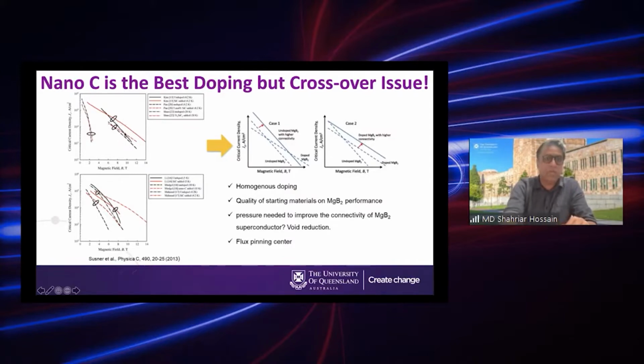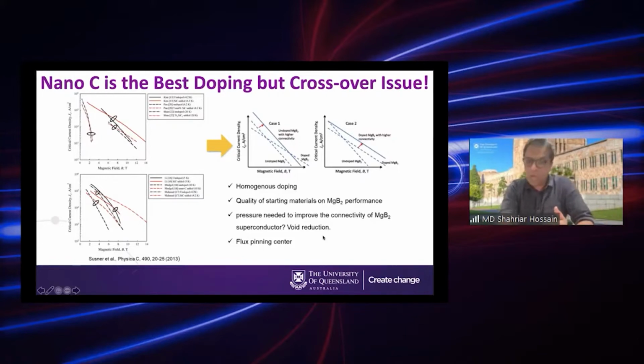That crossover actually happened if you use different doping. So the strategy, as published by Sassner, that he proposed to see that crossover, we need to improve the in-field performance, either by doping or somehow by improving the connectivity. So the most important thing, we have to look for homogeneous doping definitely, and we need to look at the quality of the starting materials of MgB2 performance.